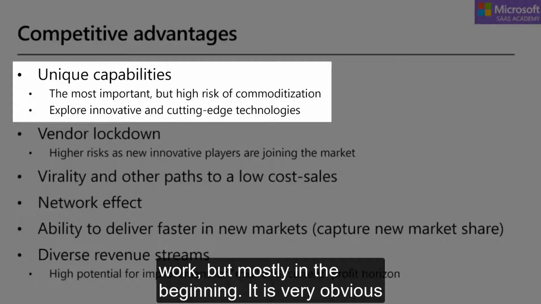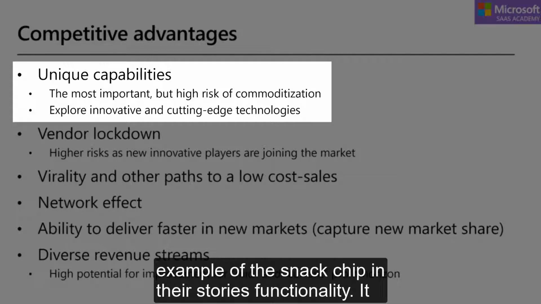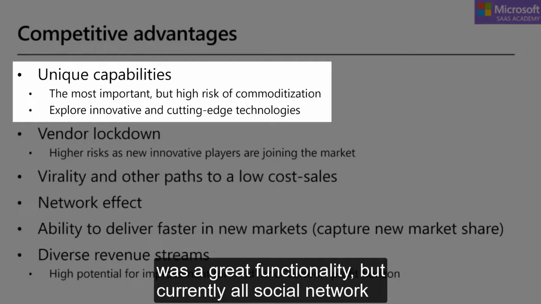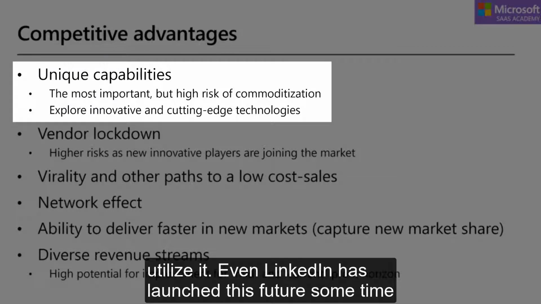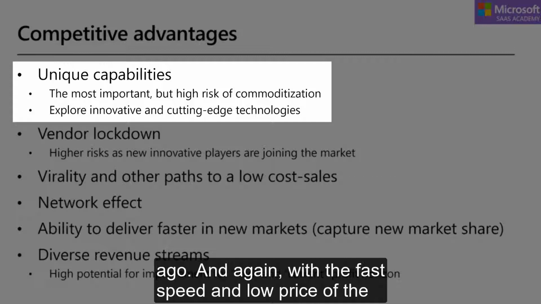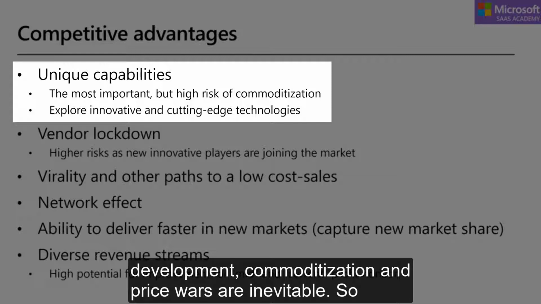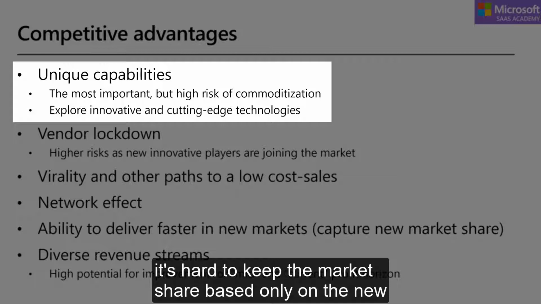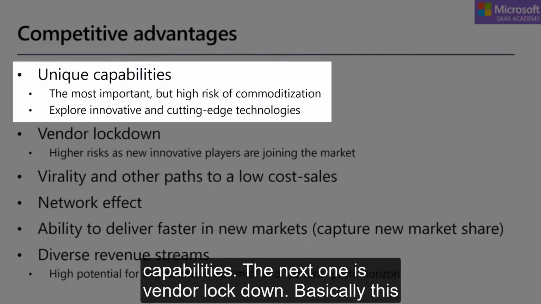A very obvious example is Snapchat and their stories functionality. It was a great functionality, but currently all social networks utilize it. Even LinkedIn launched this feature some time ago. And again, with the fast speed and low price of development, commoditization and price wars are inevitable. So it's hard to keep the market share based only on unique capabilities.